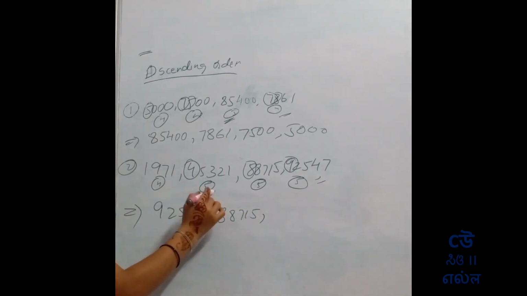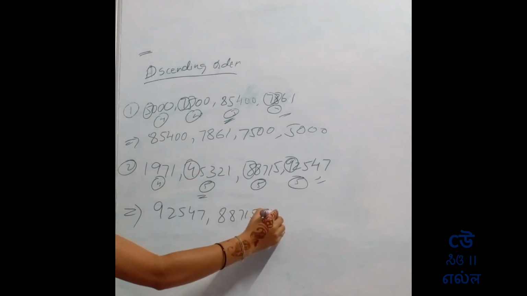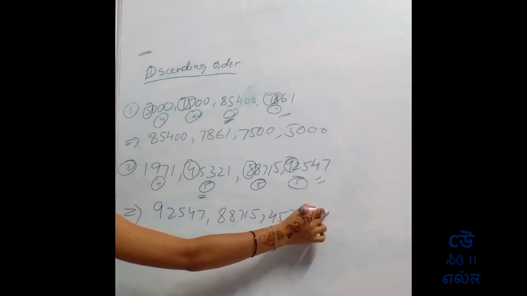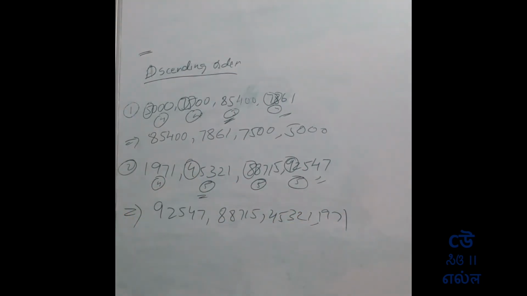So remaining is what in 5? Bigger number? 4, 5, 3, 2, 1. So the remaining is what? 1, 9, 7. Okay, this is how you arrange it in descending order. You can take some more examples and solve them. Okay, you can practice them.